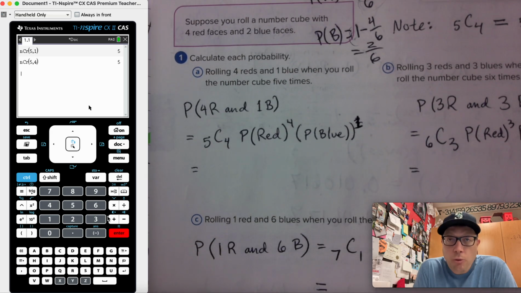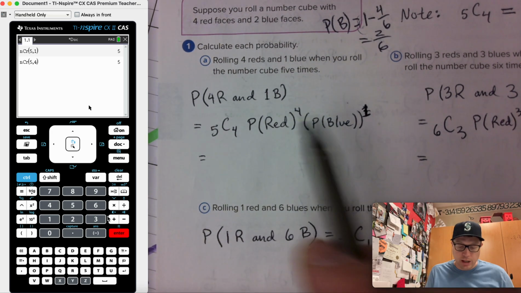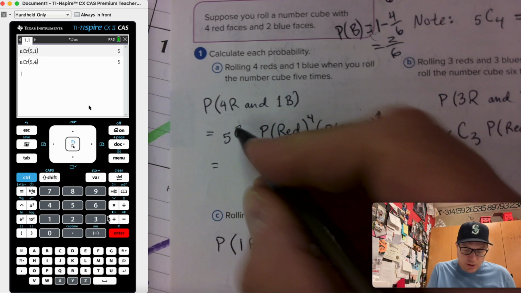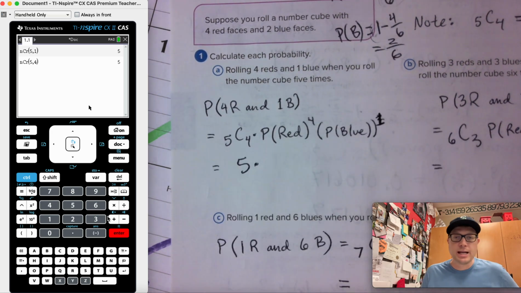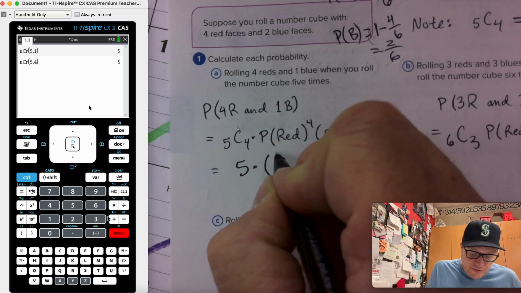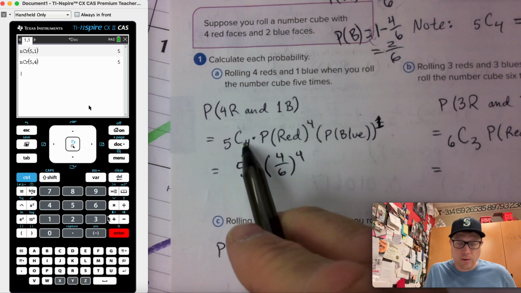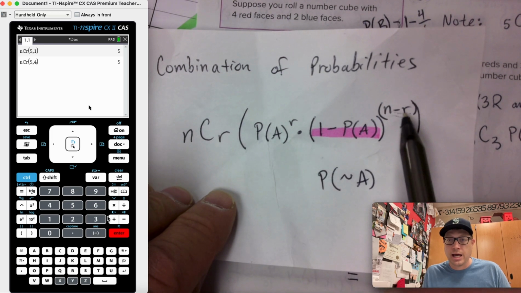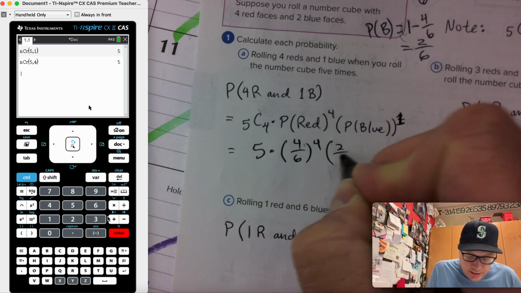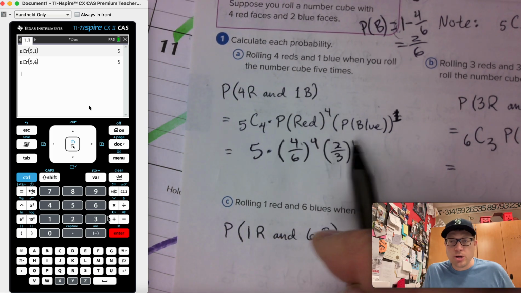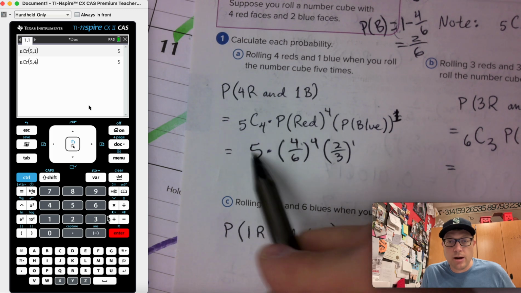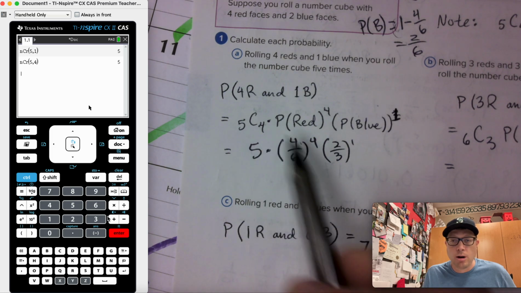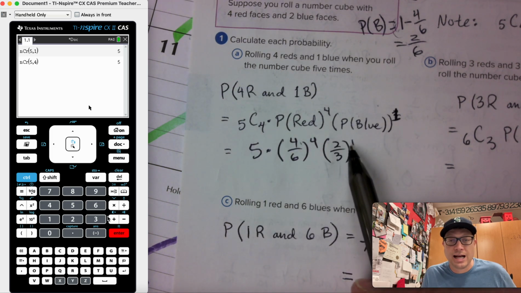The probability of rolling 4 reds and 1 blue when you roll a number cube 5 times. So I wrote it all out. Probability of 4 reds and 1 blue. There's 5 ways that could happen. The probability of rolling a red is 4/6, and that's to the power of 4. Reminder, our formula, whatever these numbers are, this is where they go. Times 2/3 to the first power. Your exponents should add up to 5. This number out here should be the answer of 5 choose 4. But the 5 and the 4 become our exponents and the calculation for that last one.